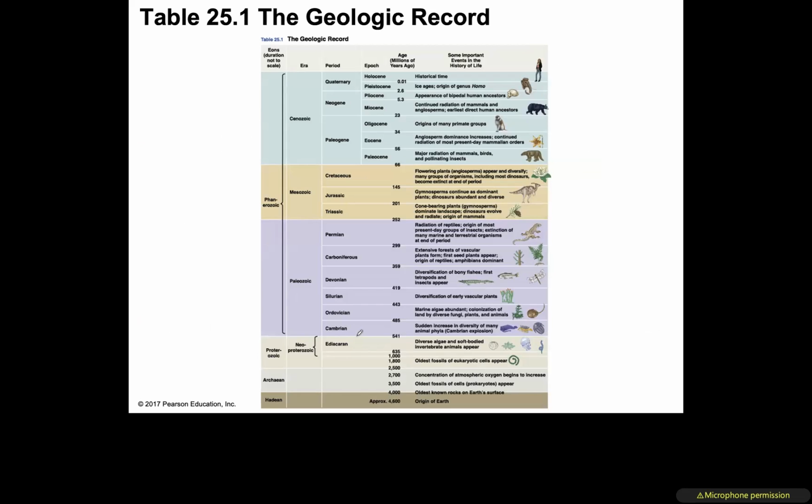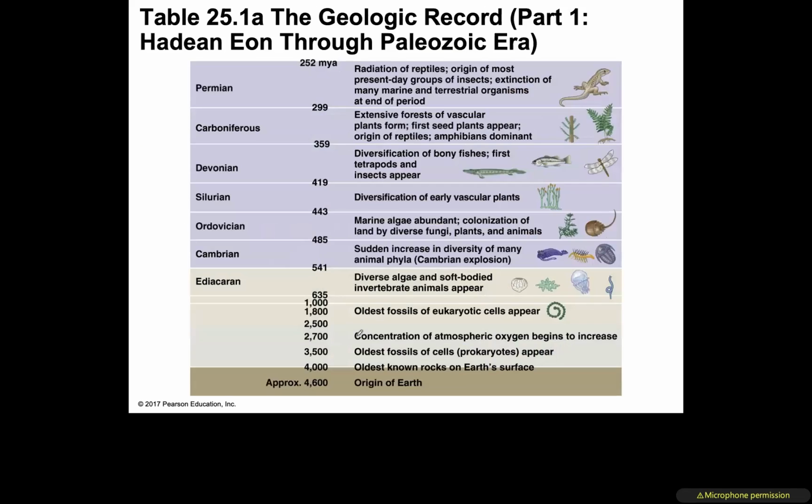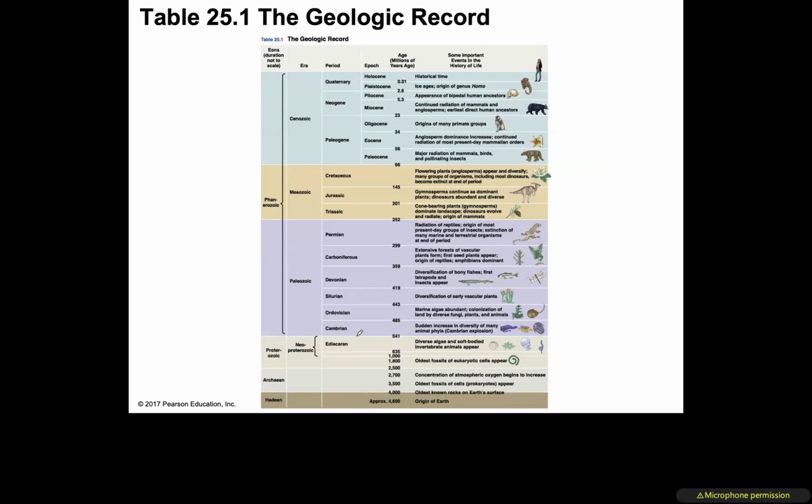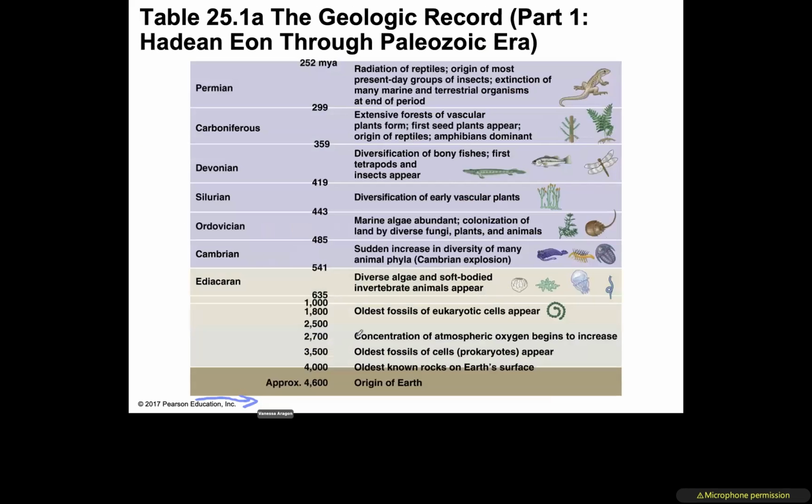Whew. So let's see if we can get in here a little. So let's start from the bottom. As you can see, we're going to start from here and go up. So with that, what are some of the numbers that I think are important to know? I think right here, the age of the Earth, approximately 4.6 billion years ago. That's an important number to know. Let's go ahead and talk about the other ones.